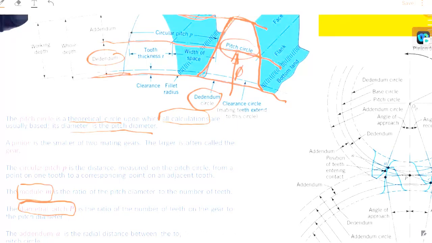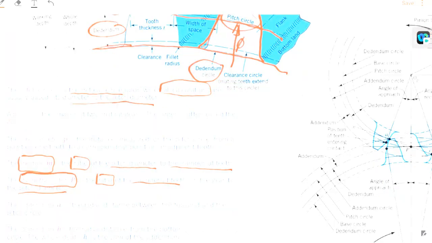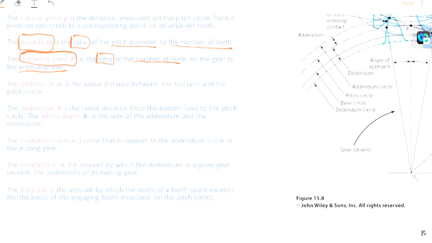The module M is the ratio of pitch diameter to number of teeth. The diametral pitch P is a ratio as well: the number of teeth on the pitch diameter. Dia terbalik sahaja antara module to opposites. Later on, we will see the equations, the formulas to calculate the module M and diametral pitch. The rest, you could do on your own.